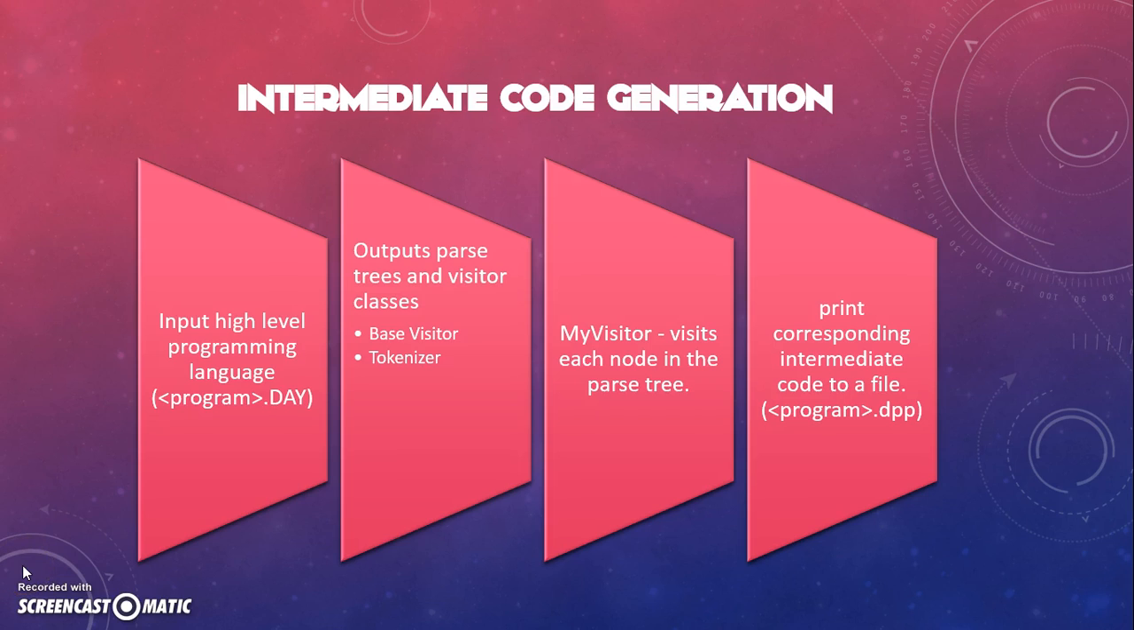Now to visit each and every node, we create a myVisitor file that overrides the visitor functions to what the developer wants to do. The myVisitor class traverses the tree and creates a set of instructions which are printed into a .dpp file. Now this .dpp file is our intermediate code which is later used by the runtime.